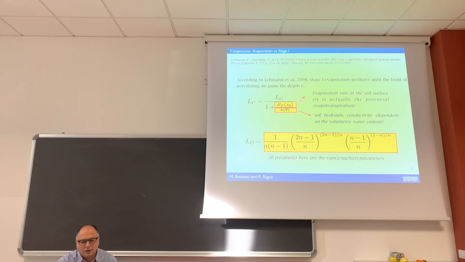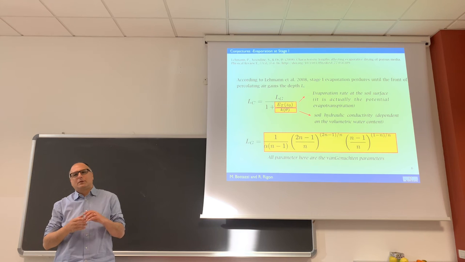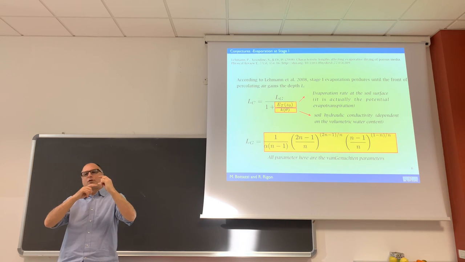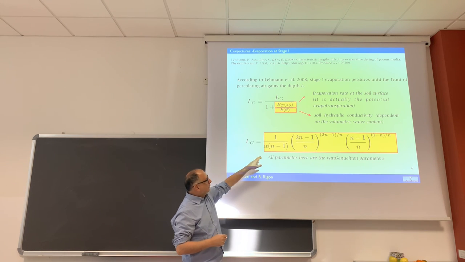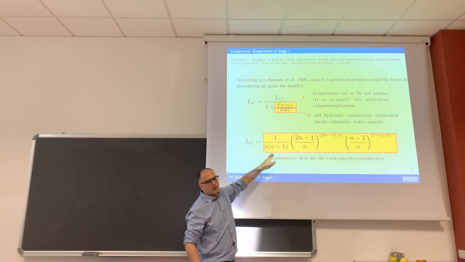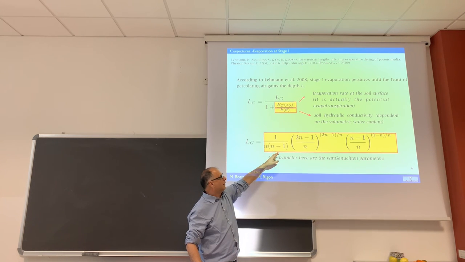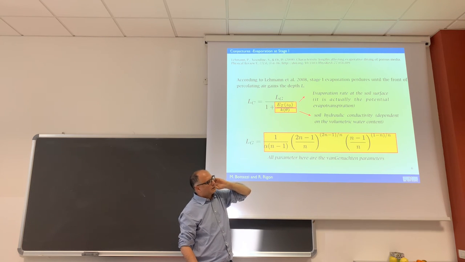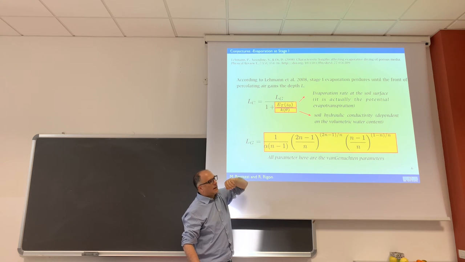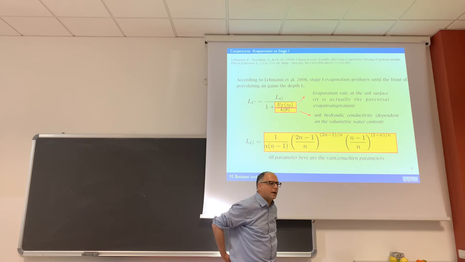Lehman, Or and Assouline also determined that stage one evaporation happens as long as the liquid water phase is continuous, and this continuity in the liquid phase between the surface and the bulk water phase is maintained up to a level LC below the surface. They found experimentally that this LC is connected mainly to the characteristics of the soil, which are expressed by this formula, where the coefficients alpha and n are the van Genuchten coefficients, and the hydraulic conductivity under partial saturation K(theta).